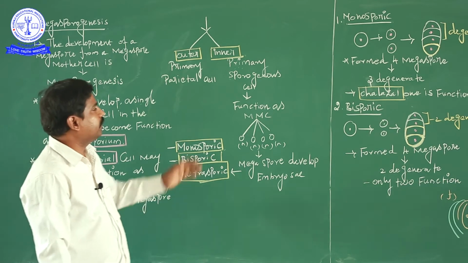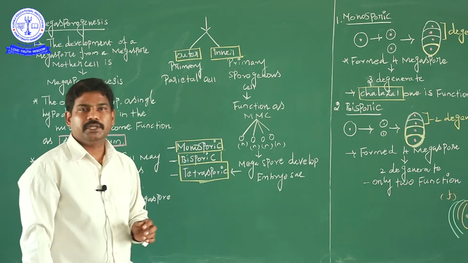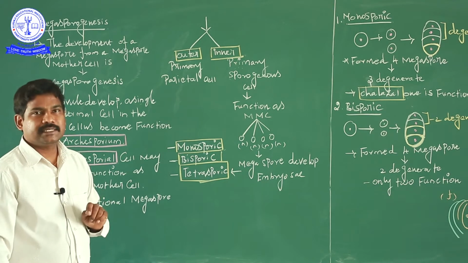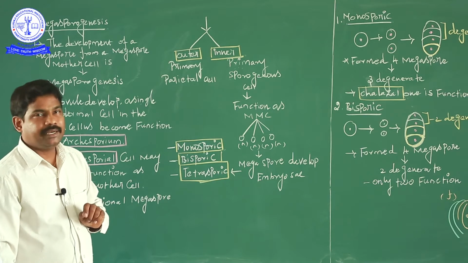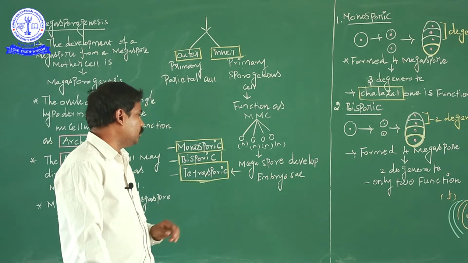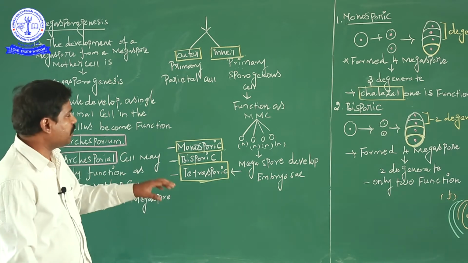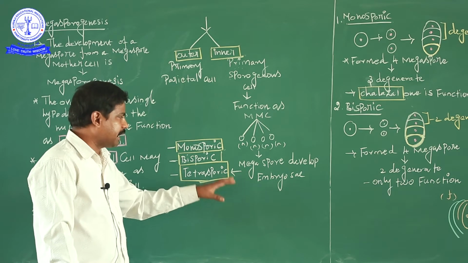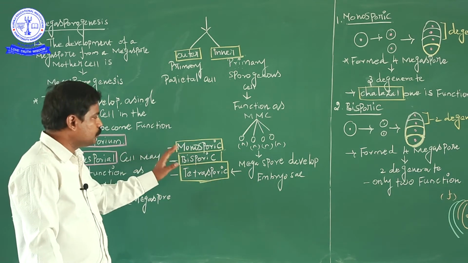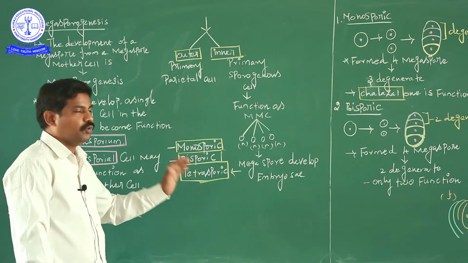Okay, the cell that functions as the megaspore mother cell undergoes meiosis division, and 4 nuclei are produced. The 4 nuclei are in the haploid condition. Then the megaspore develops into the embryo sac. The embryo sac development is of 3 types: first monosporic, then bisporic, and tetrasporic.